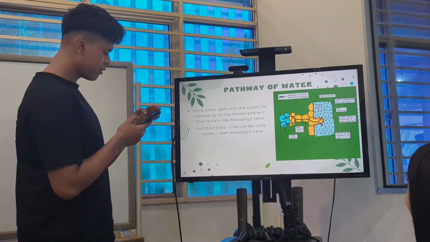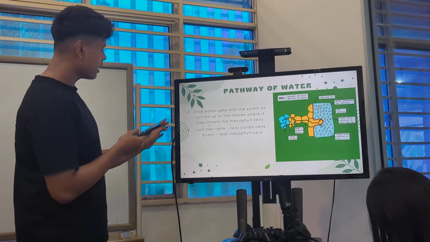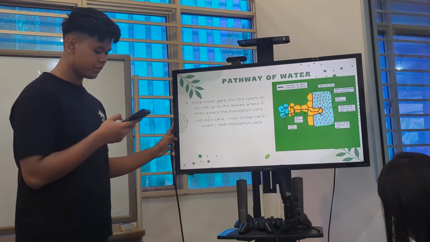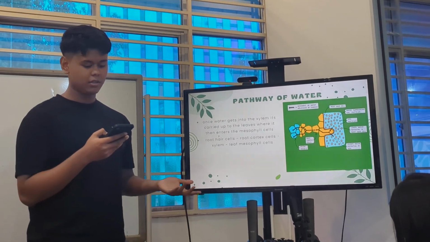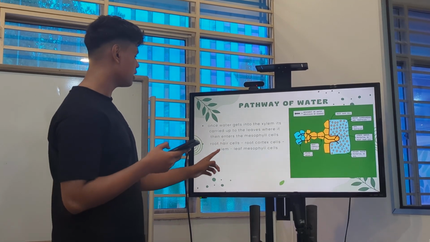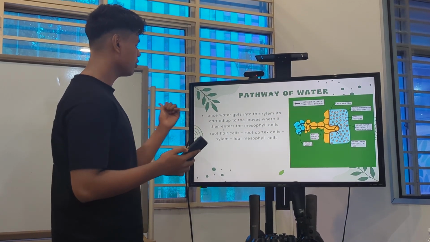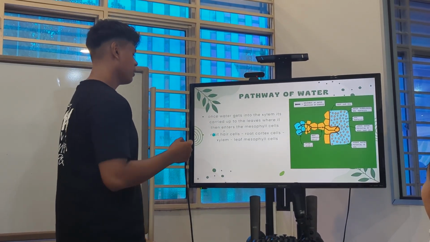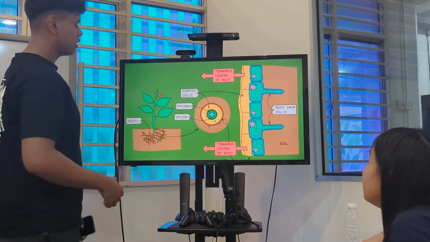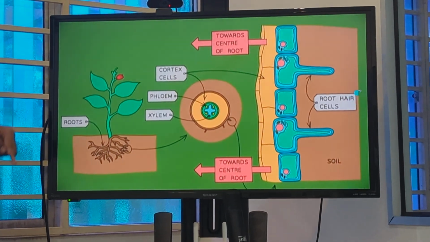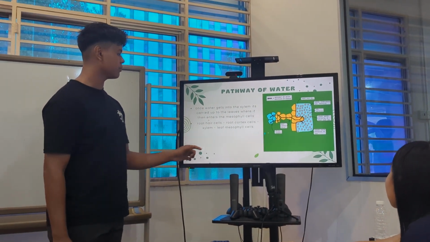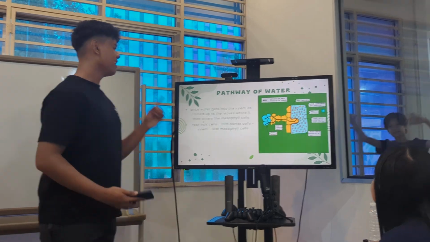Okay, now the pathway of water. When the water gets into the xylem, it is carried up to the leaf where it then enters the mesophyll cells, which is in the leaf. So the pathway is root hair cells, root cortex cells, xylem, leaf, mesophyll. Can you go back to before? Okay, so here, cortex cells, and then it goes into the mesophyll cells. Yeah, next. So root hair cells, root cortex cells, xylem, then leaf, mesophyll cells. Ta-da! Next.